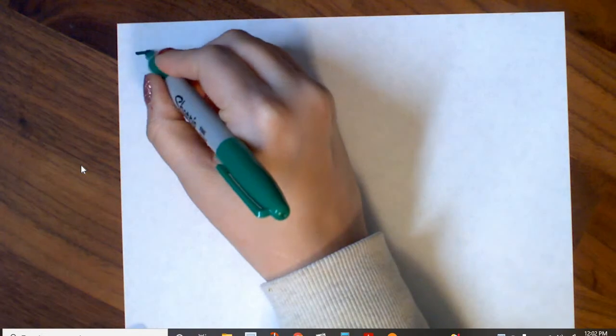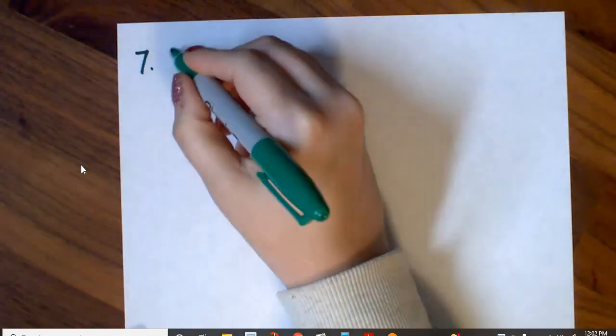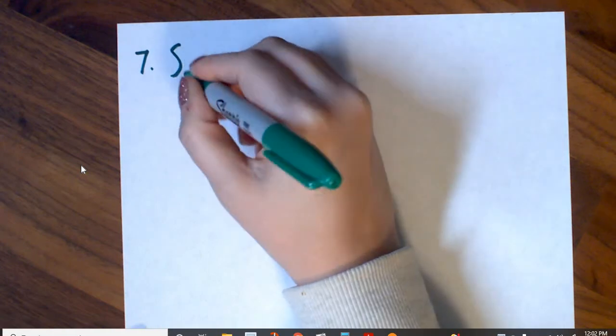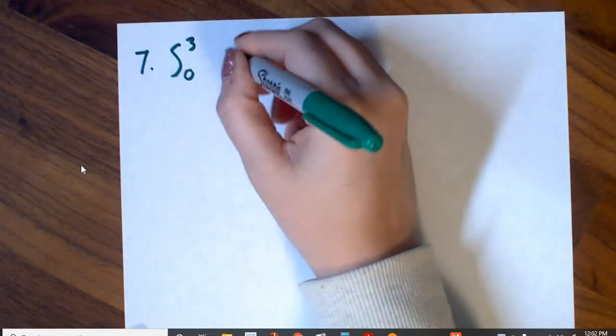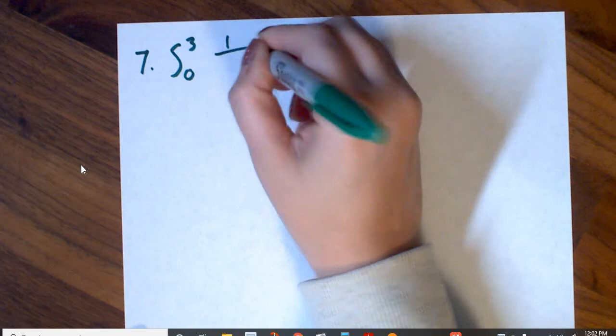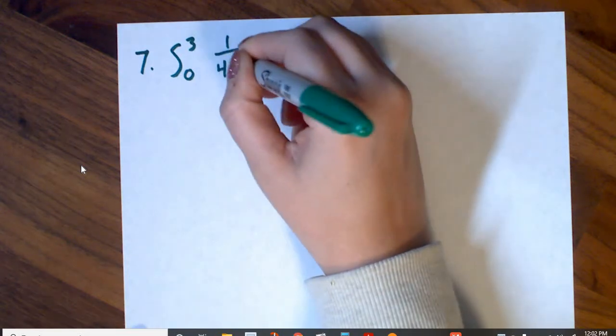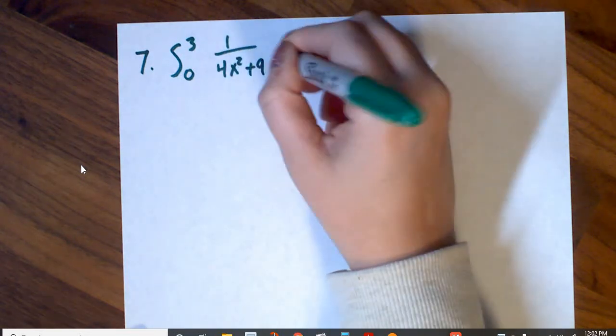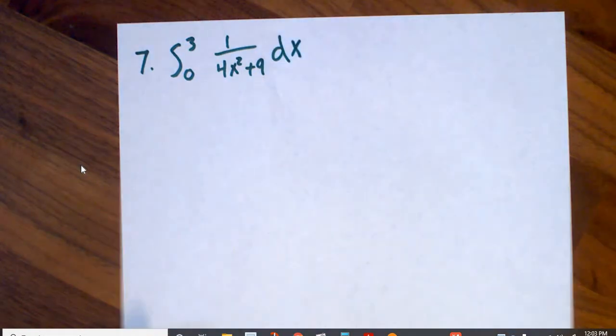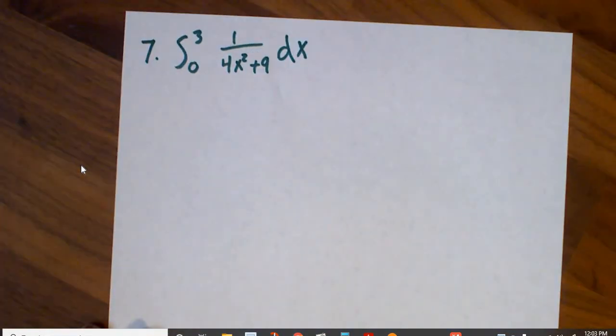Alright, so on number 7, it's a little bit different than anything that we've seen before. So I wanted to help us with the setup. So notice that we have 1 divided by 4x squared plus 9 dx.